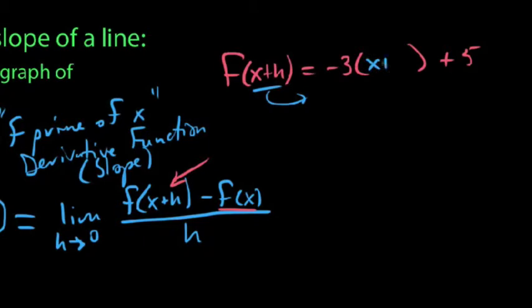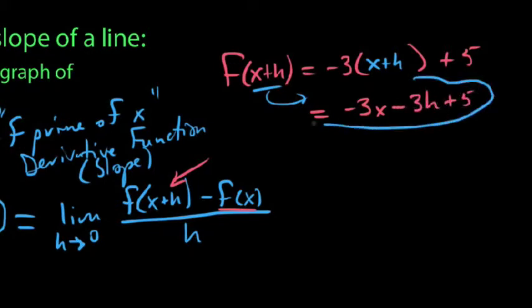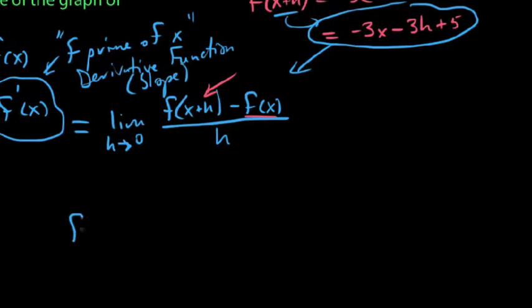So we'll just kind of float this over here. We say f of x plus h equals negative 3x minus 3h plus 5. So we get this expression right here. And this is actually going to have to go back into our limit down here for this f of x plus h term. So we get f prime of x.